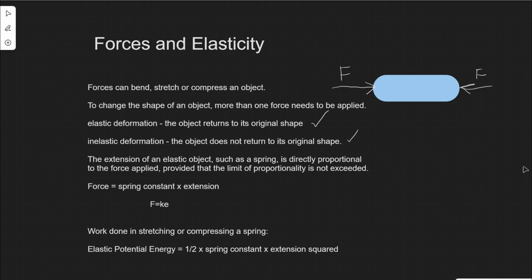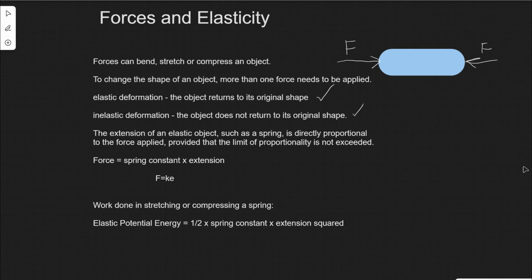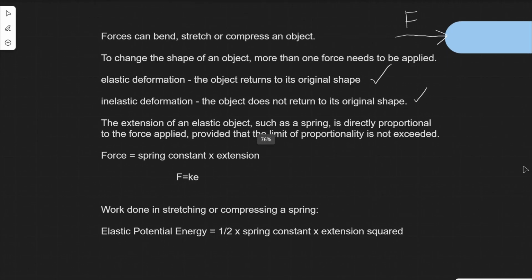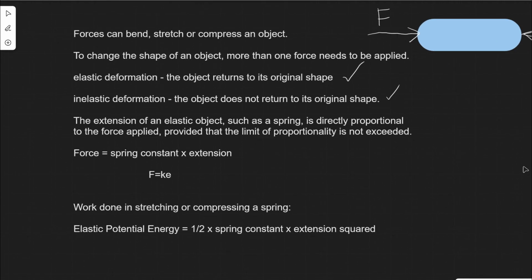So the relationship between the force and the extension is given by this law. It's actually known as Hooke's law, and the extension of an elastic object, such as a spring, is directly proportional to the force applied, provided that the limit of proportionality is not exceeded. So the force is equal to something which is known as the spring constant times the extension. Symbolically, we can write this as F = k × e, where the force is F, the spring constant is k, and the extension is e.